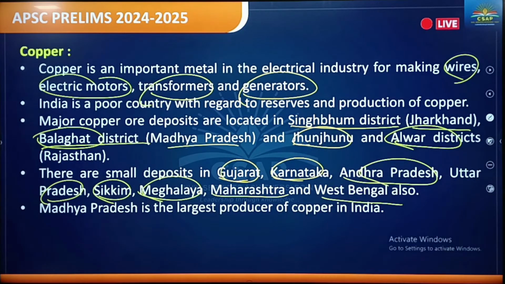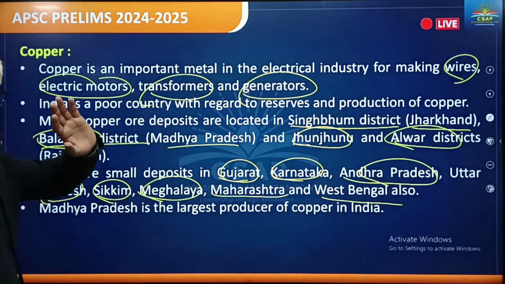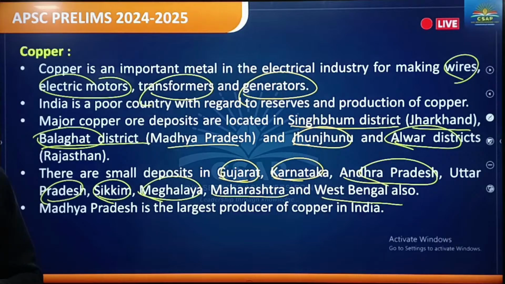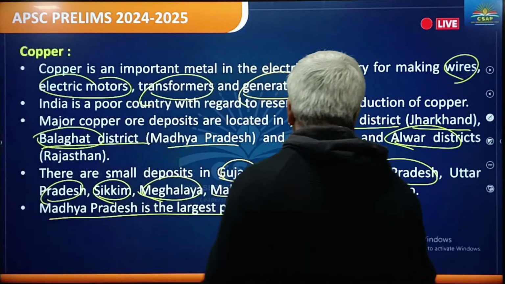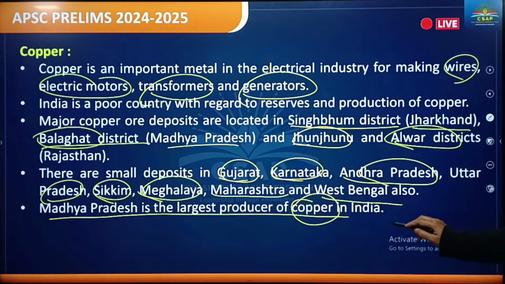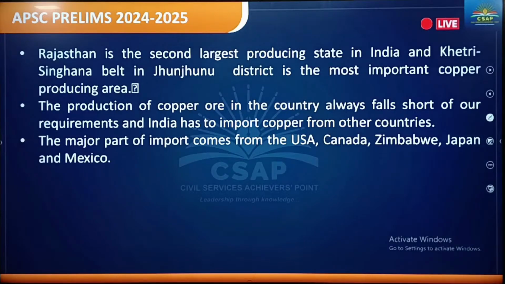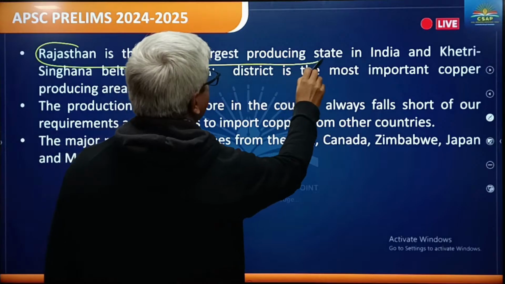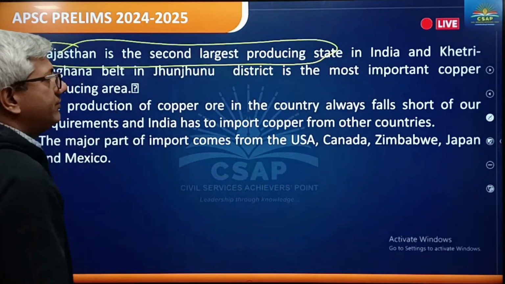So if bauxite, aluminium ore production is maximum in Odisha, then copper is produced most by Madhya Pradesh. So always remember, Madhya Pradesh is the largest producer of copper in India. Rajasthan is the second largest producer. So Rajasthan, second largest producing state of copper.